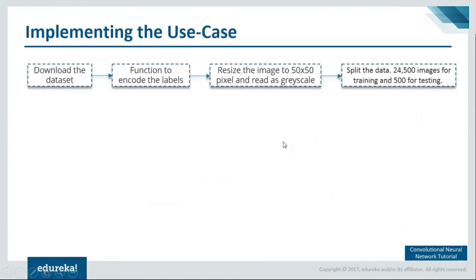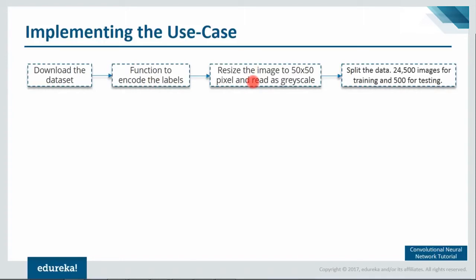Now let me tell you the steps involved in it. In the beginning, obviously, we first need to download the data set. After that, we are going to write a function to encode the labels. Labels are nothing but the dependent variable that we are trying to predict. In our training data and testing data, obviously we know the labels, right? So on that basis only we can train our model. So we are going to encode those labels.